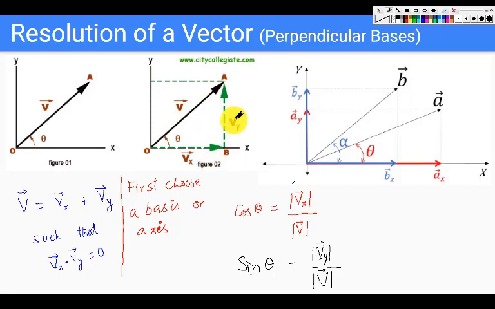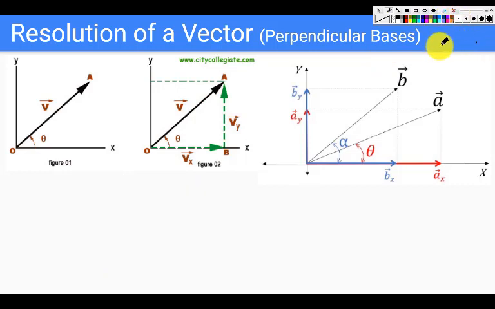We can do it for any number of vectors. For example, in this case, this is vector A and this is vector B. This red line is the x component of vector A, and this red vector is the y component of vector A. This other vector B, this blue component is the x component of vector B, and this blue component is the y component of vector B. So for any number of vectors we have, we can just resolve them into their perpendicular components. So let's move on.